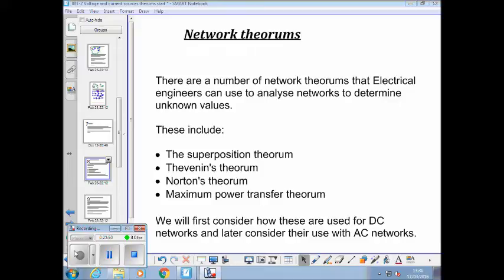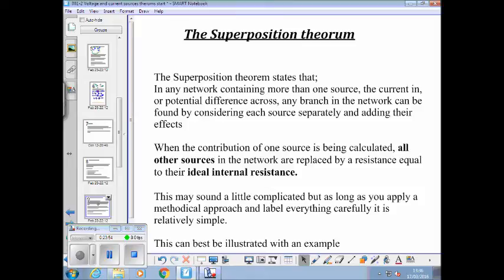Okay. So the first one of those is the theory of superposition. Superposition theorem states that in any network containing more than one source, so this is like where we've got a network where there's 2 batteries, 3 batteries, 4 batteries, the current in, or potential differences across any branch in the network can be found by considering each source separately and adding their effects together.